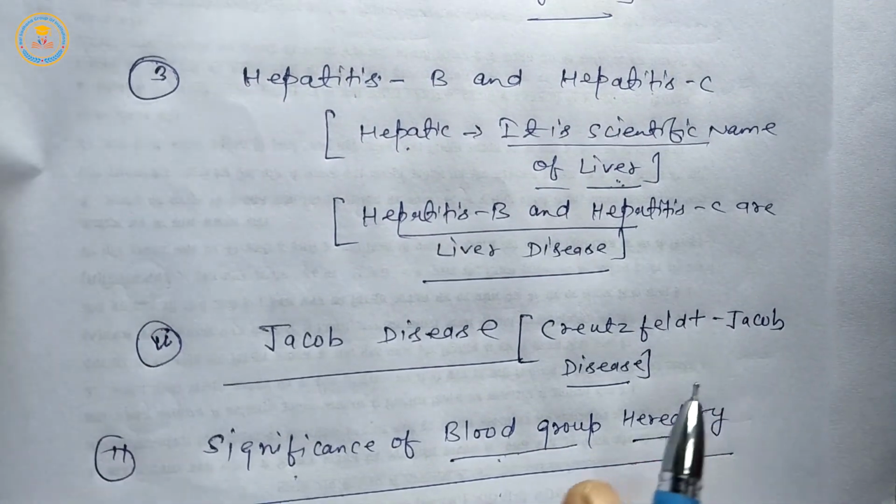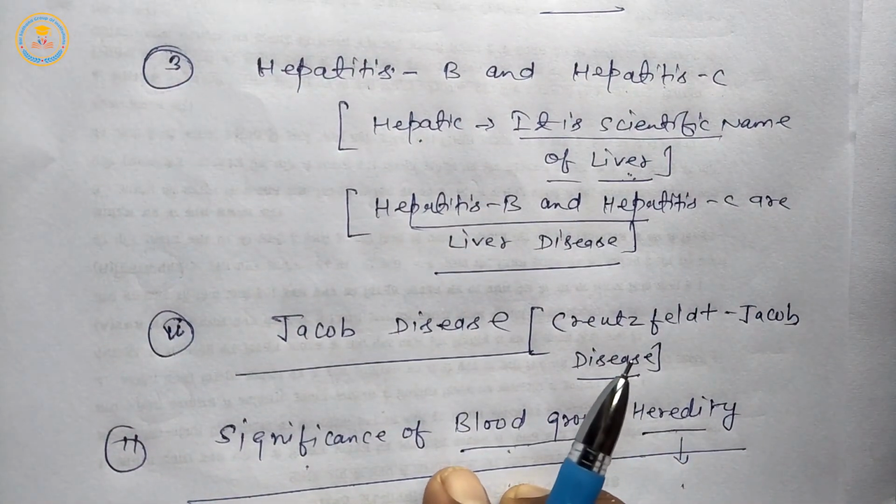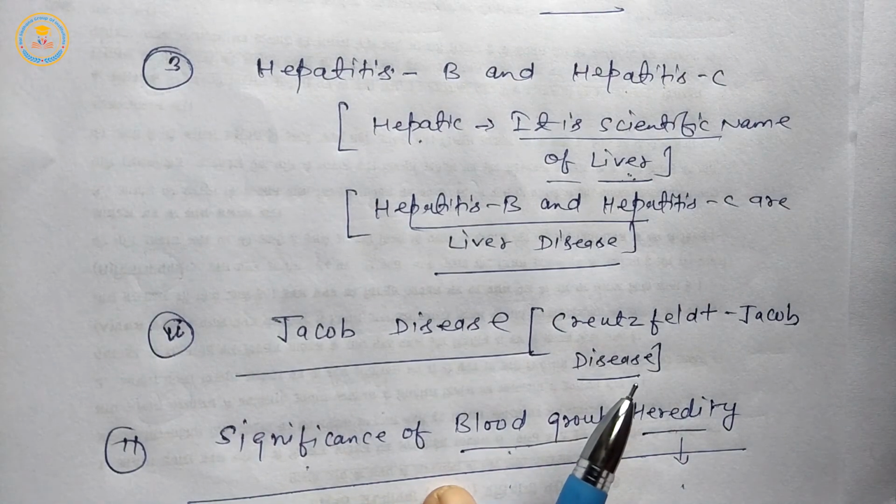Next, we studied the significance of blood group heredity, some specific applications. The significance of blood group heredity is, first, to solve paternal disputes by blood group. Once again, to solve paternal disputes. Second, in the treatment of some specific diseases like hemophilia.